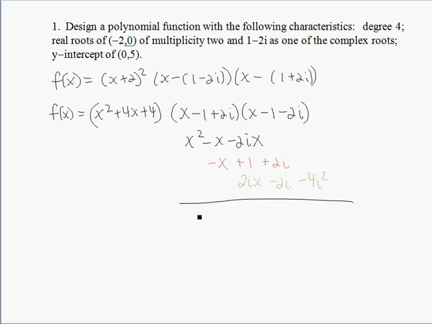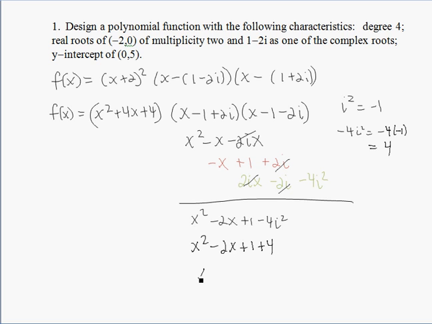So collecting like terms, I get x squared minus 2x. These cancel, those cancel, and I'm left with plus 1 minus 4i squared. Since i squared is equal to -1, -4i squared will be -4 times -1, which is equal to 4. So I get x squared minus 2x plus 1 plus 4, which is x squared minus 2x plus 5.